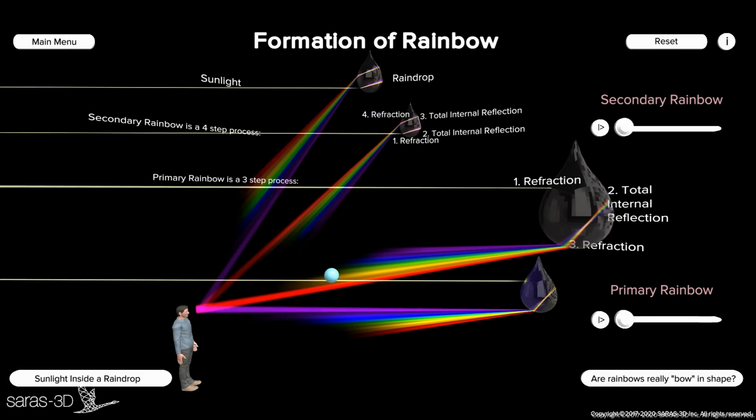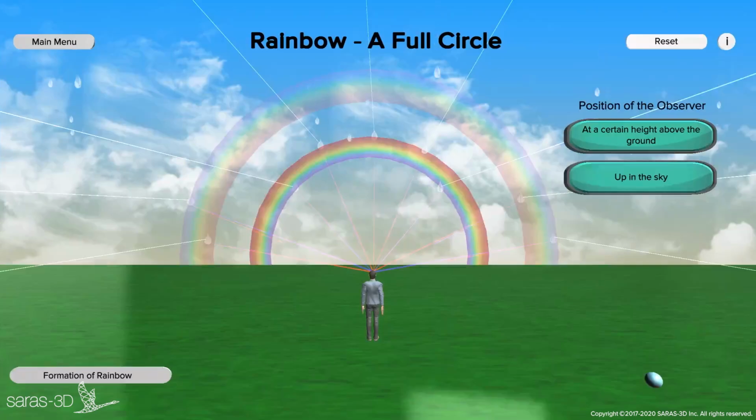And it is for this reason that for a primary rainbow, the red color is at the top and violet color is at the bottom, whereas for the secondary rainbow, violet color is at the top and red color is at the bottom. Due to two total internal reflections, the secondary rainbow is fainter than the primary rainbow. You will study in detail about the formation of rainbows in the higher grades, and you will also see whether rainbows are really bow in shape.